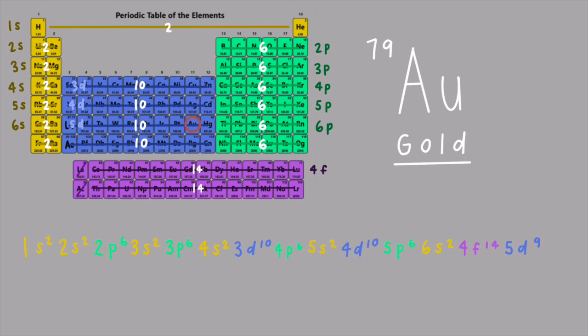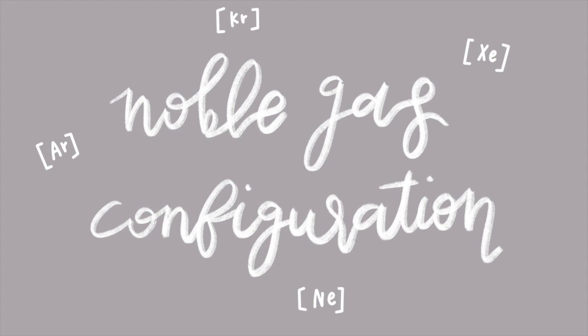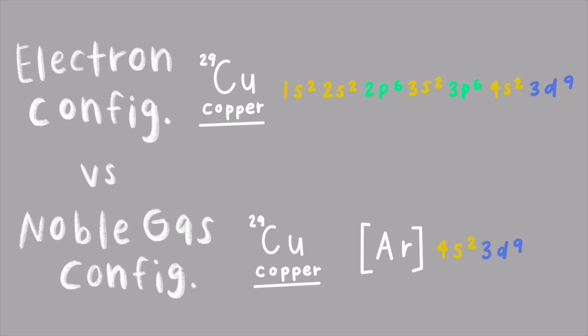It should look like this when you finish. This is gold's configuration, specifically electron configuration. Now that we have talked about electron configurations, let's do noble gas configurations. It's similar to electron configuration. The only difference is that it's a condensed version. Sometimes electron configurations can get very long and time consuming, so this is a shortcut.